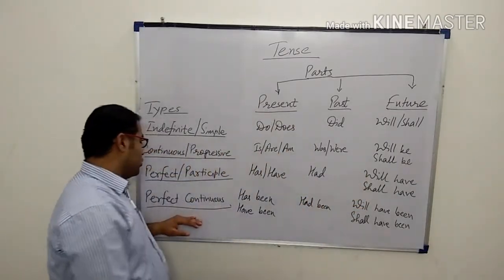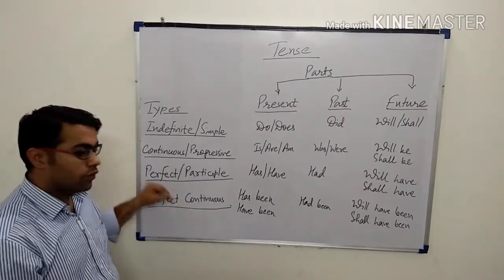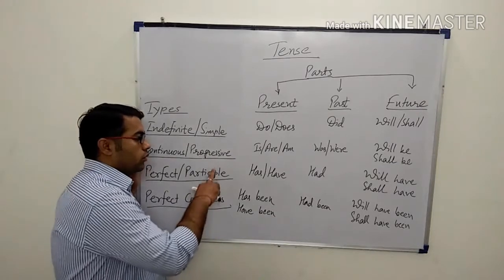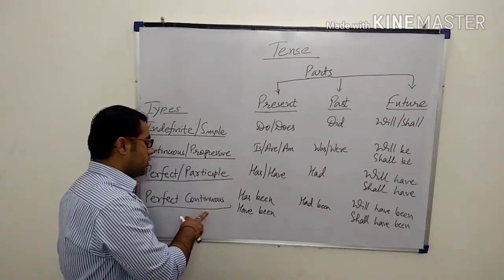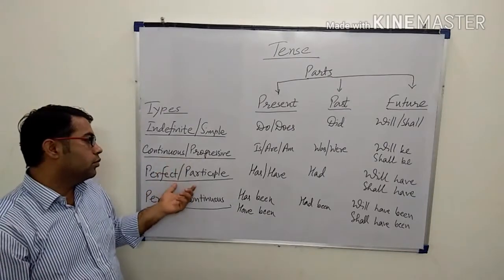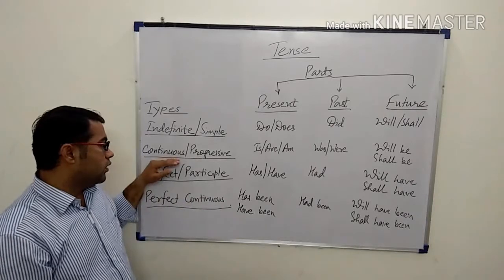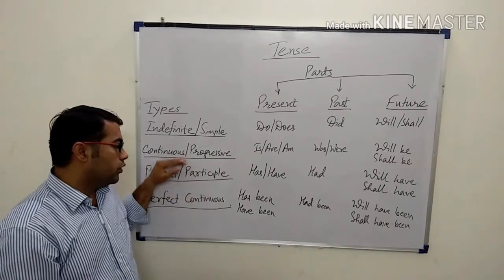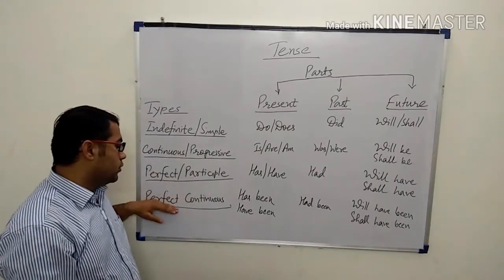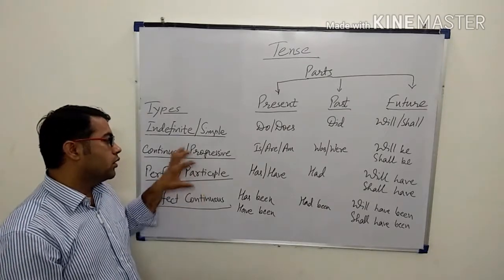Let's come to the last and the most difficult, perfect continuous. What's the difference? First of all, I just want to tell you that perfect continuous is a combination of continuous and perfect. How is it a combination? Simply, there is something from continuous tense, and in perfect continuous there is something from perfect. What is the similarity? I'm telling you.